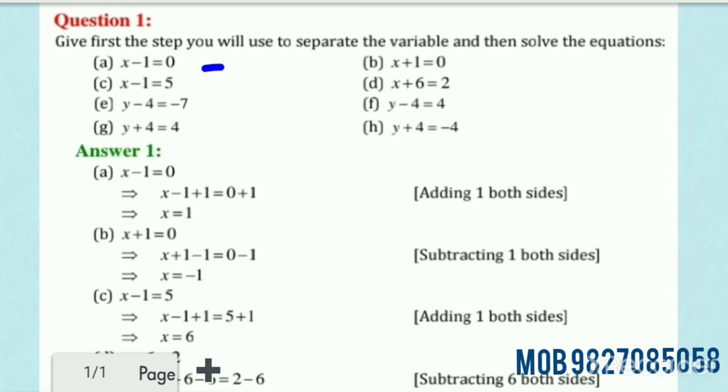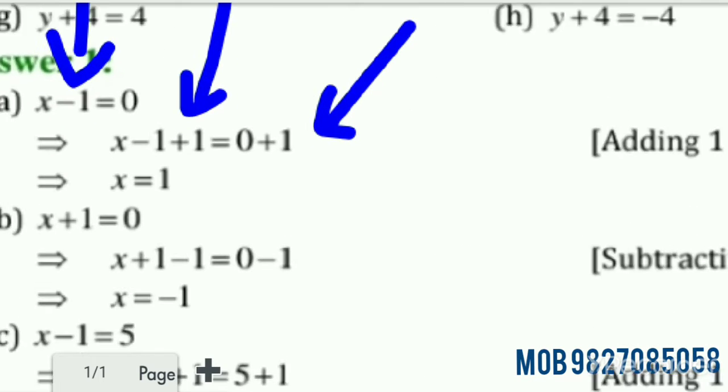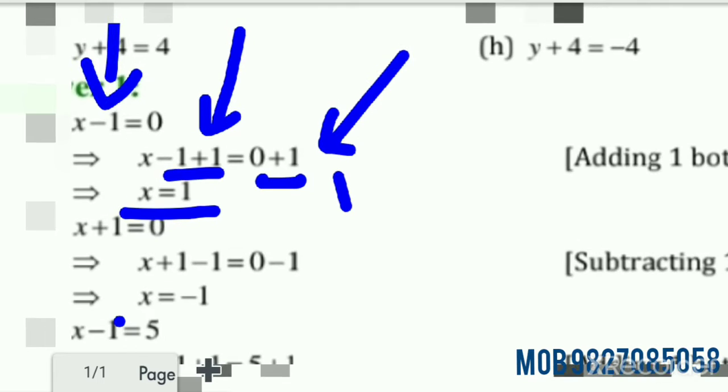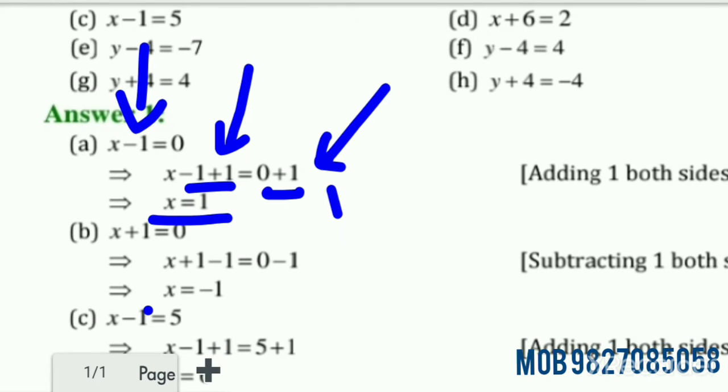See the first question carefully. Here the first question is x minus 1 is equal to 0. Now we have to remove minus 1. So we are adding plus 1 on the left hand side and plus 1 on the right hand side. So the minus and plus cancel, and 1 plus 0 is equal to 1. So we got the value of x as 1. This is our answer.